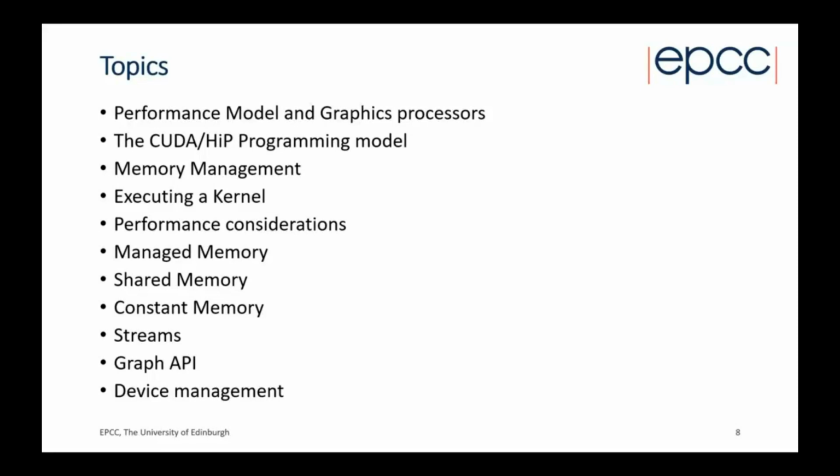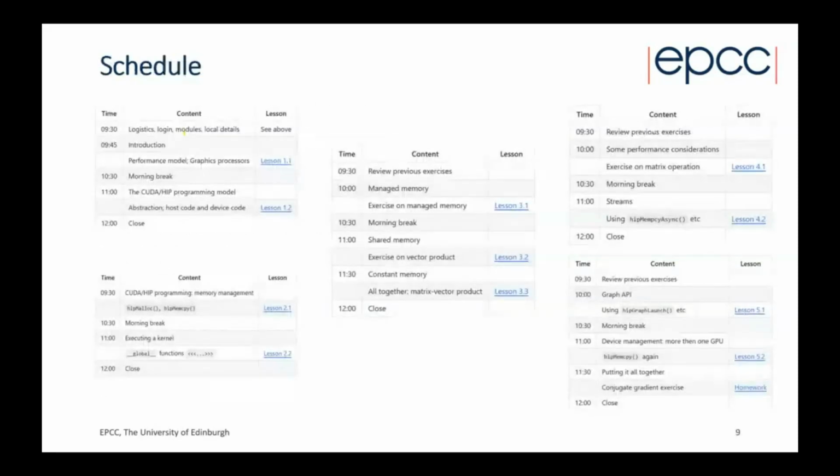And then we'll go on to look at managed memory. So how can we allow the GPU runtime to manage our memory movement for us, and what are the benefits and limitations of that decision? How do we use shared memory and constant memory on the GPU, and then streams and graphs. And then finally, some things about device management itself. So what if we use more than one device?